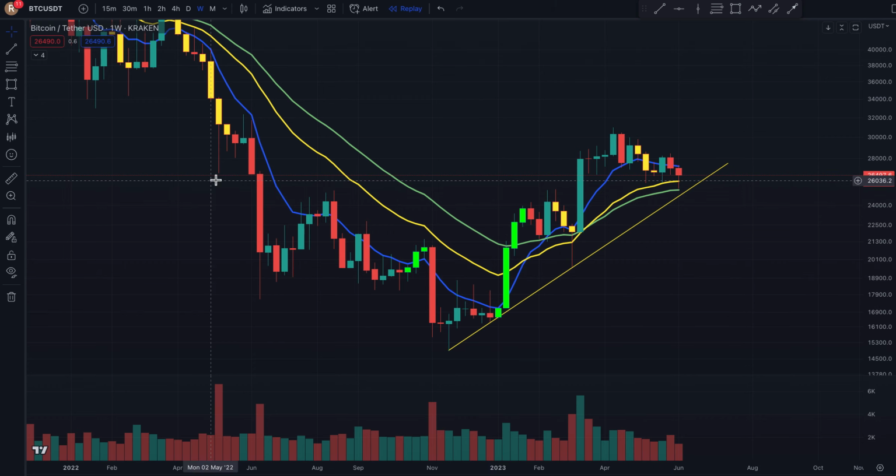And I'm looking at Kraken as an exchange. Whenever you look at volume, you want to look at a big exchange. I believe Kraken's top 5, so it's a pretty big exchange. And you want to see, if the price is going up or going down, the volume rising. It doesn't matter if it's going up or down.